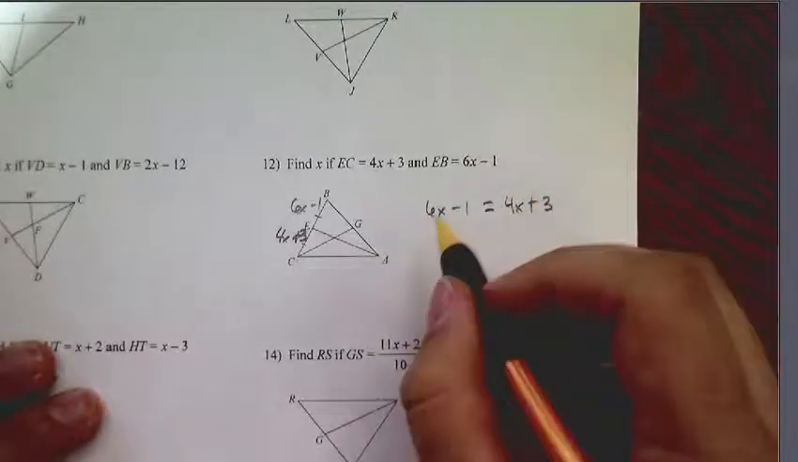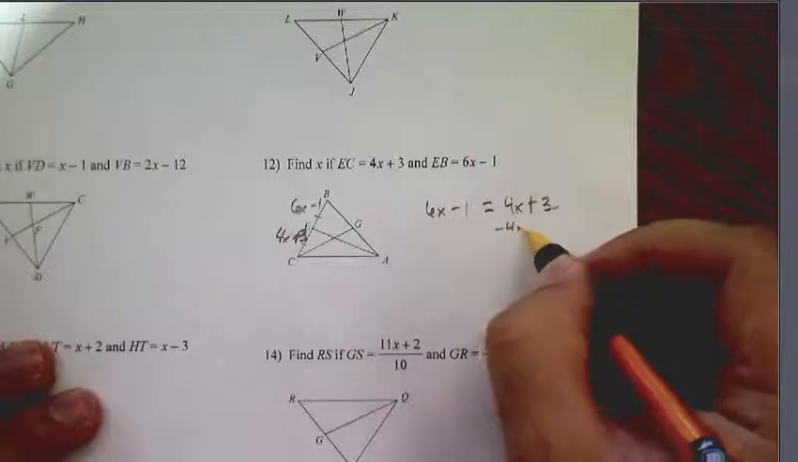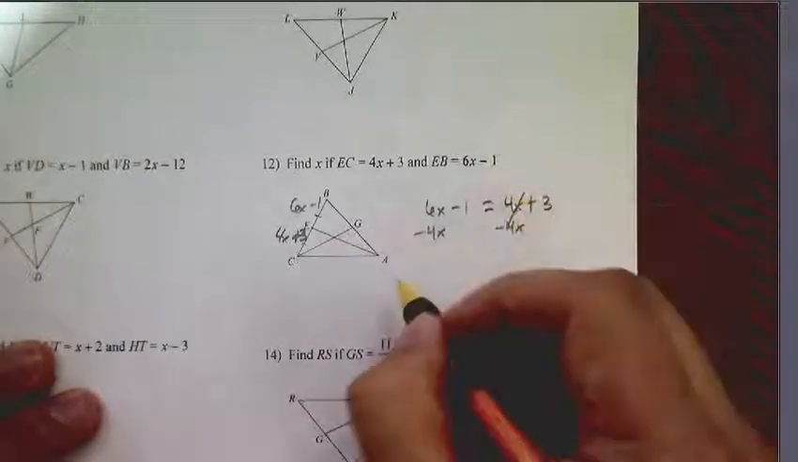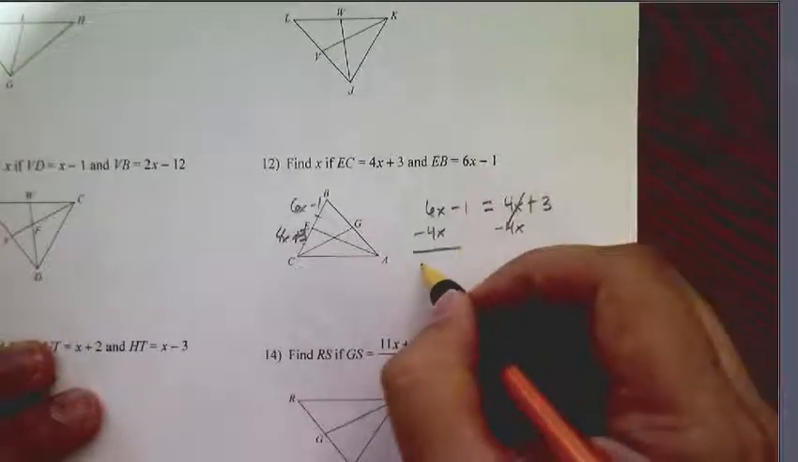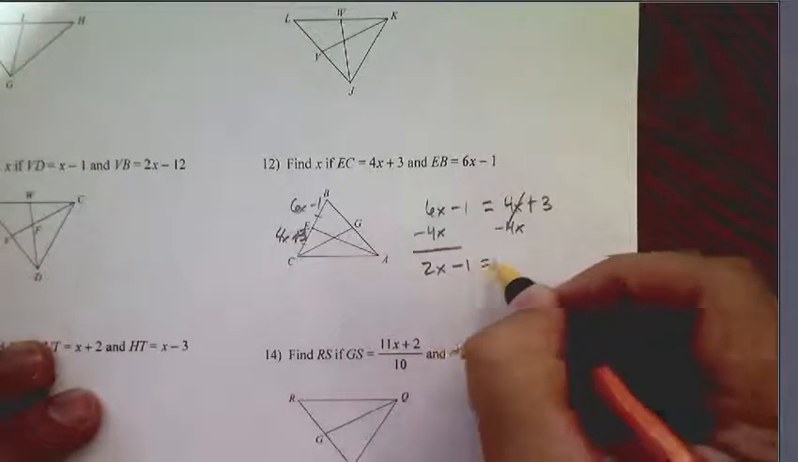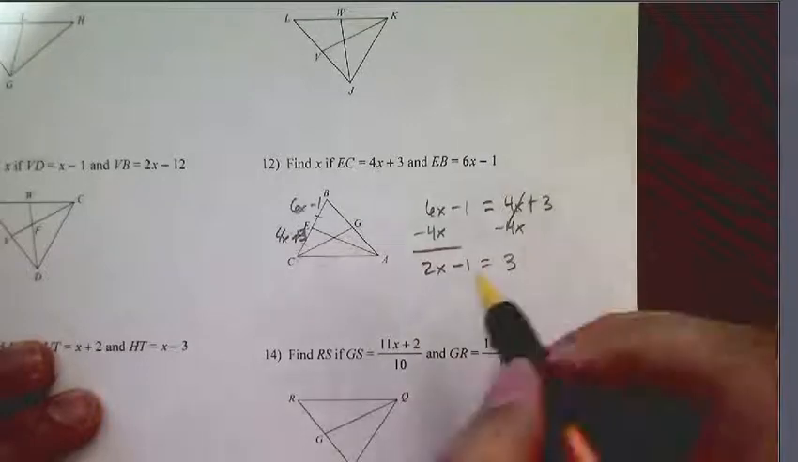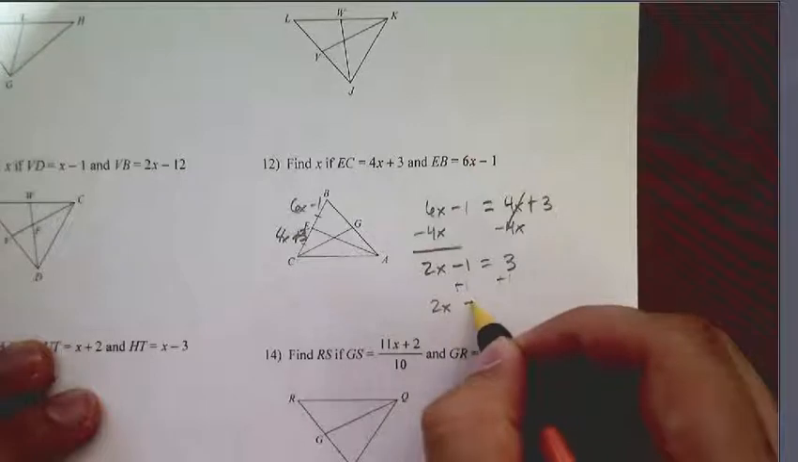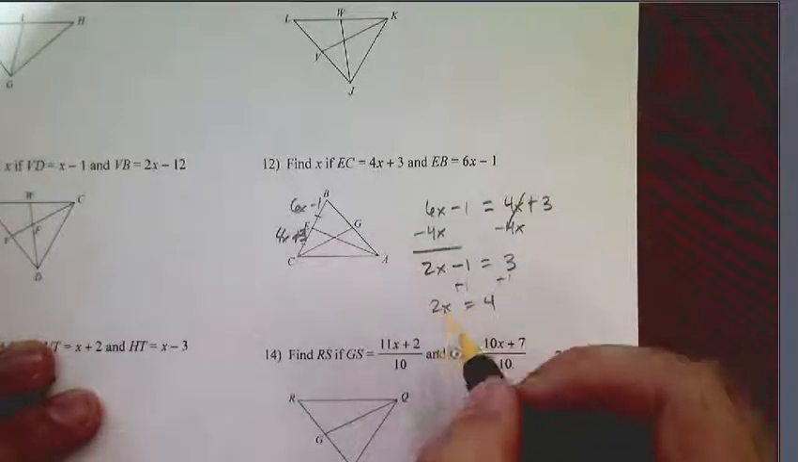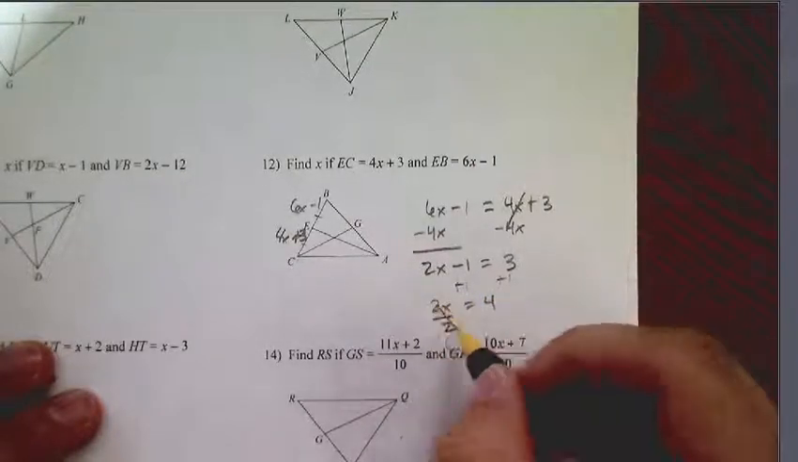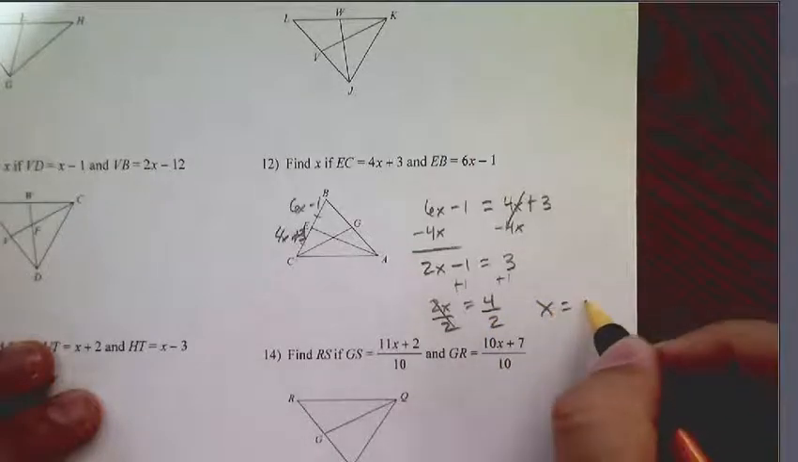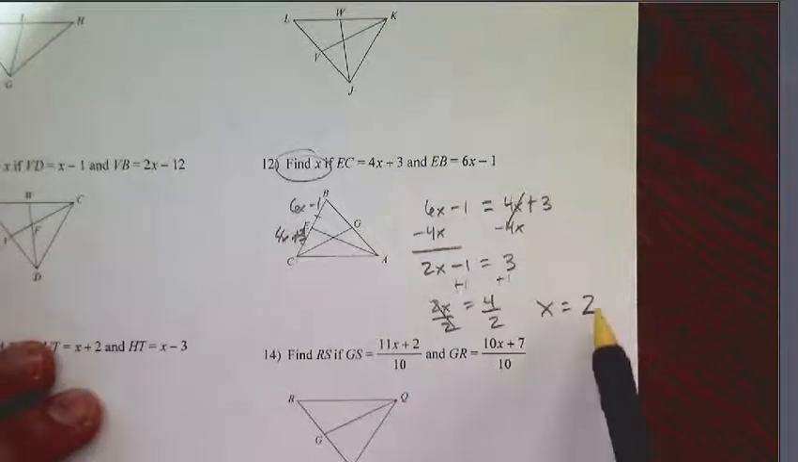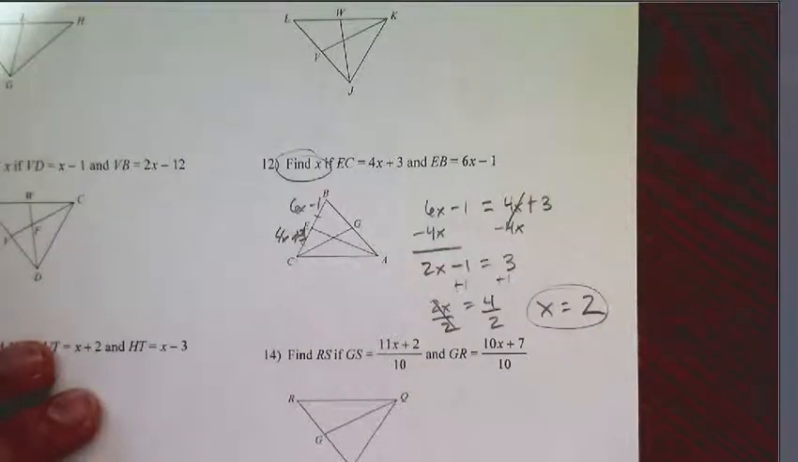Get our x's to the other side. Minus 4x is a positive 4. Bring the negative 4 over, cross that out. This would be 2x minus 1 equals 3. Again, we're going to isolate the x, so bring the 1 to the other side. 2x equals 4. Isolate the x, divide 2 on each side. X equals 2. Since it only asks for x, having your answer as x equals 2 and labeling it like that is fine.